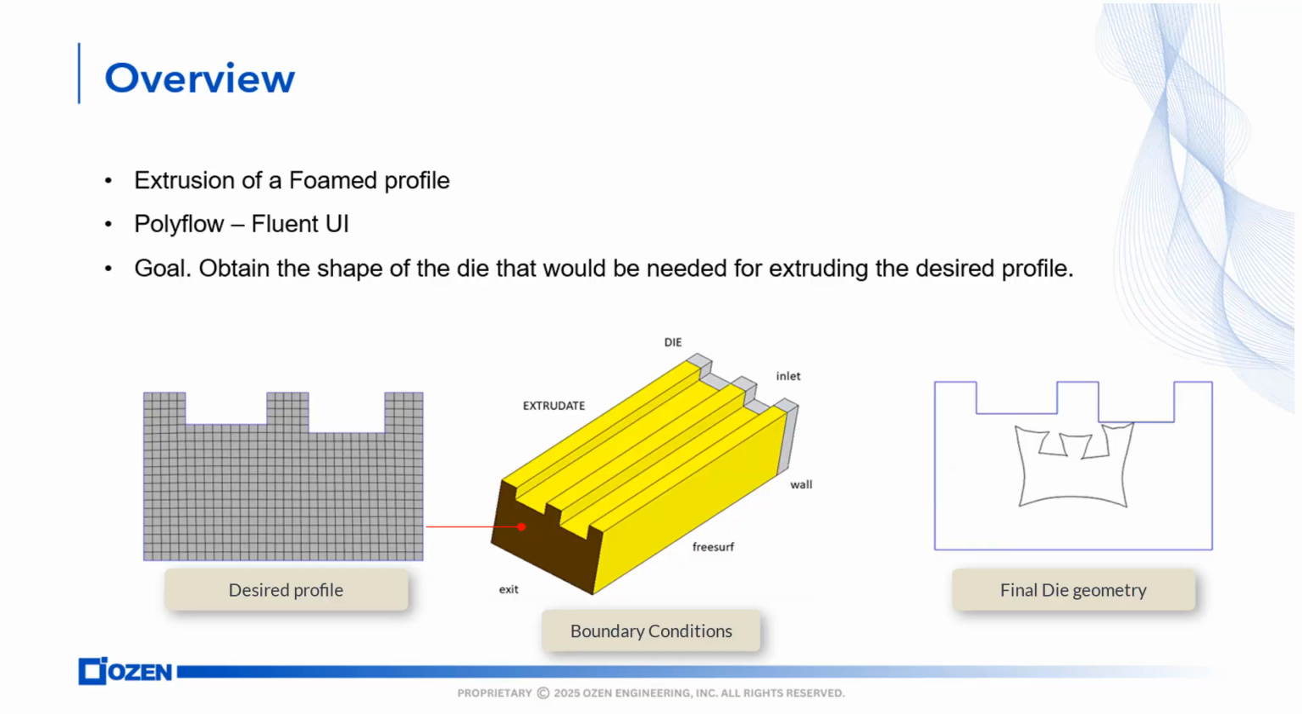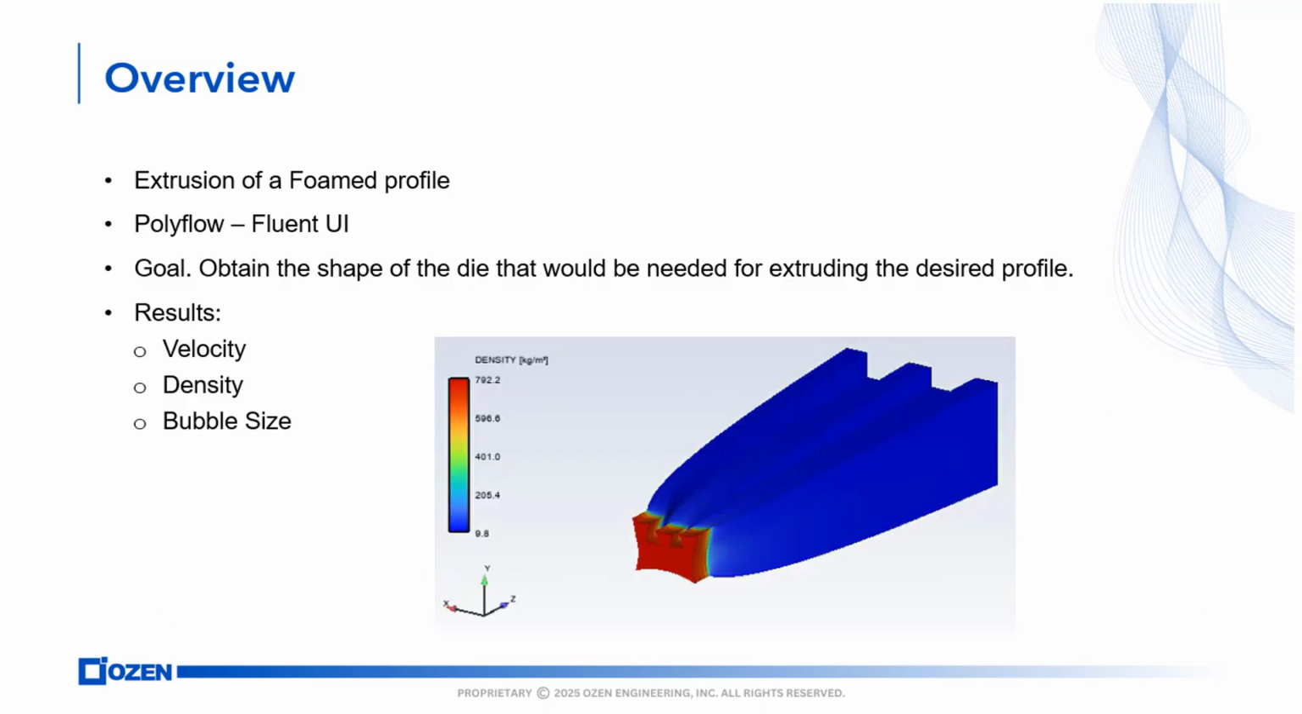Hello and welcome. In this video we will use Fluent Polyflow to set up and solve a simulation of a form profile extrusion. Our goal in this case is to determine the die shape required to achieve the desired profile geometry as shown in the picture. Finally, we will post-process and visualize some of the key results like this one.